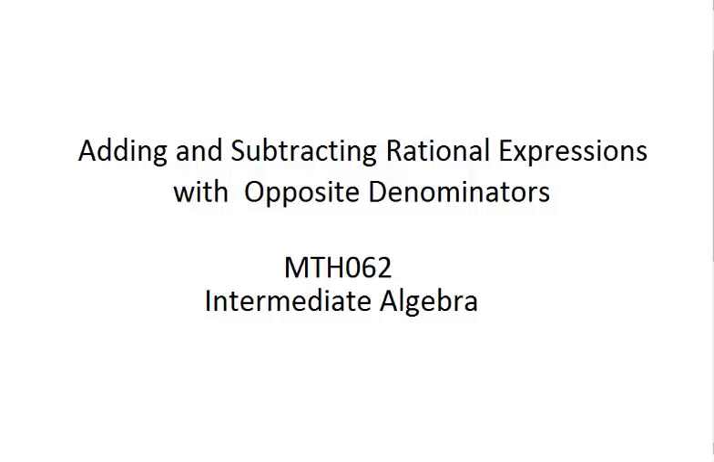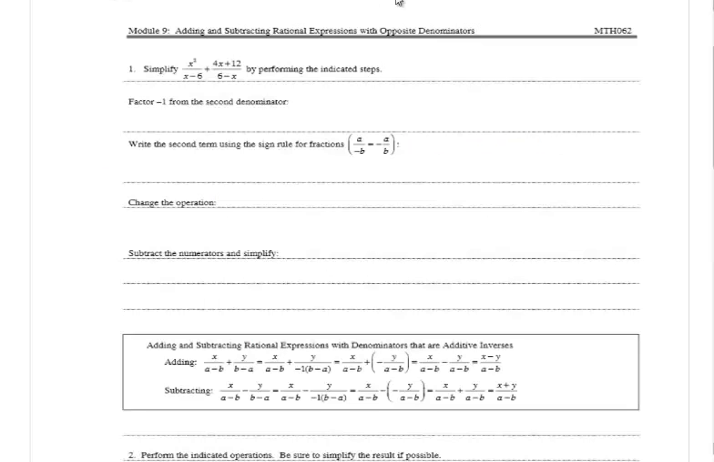In this video, we're going to look at adding and subtracting rational expressions with opposite denominators. In number 1, it says simplify x squared divided by x minus 6 plus 4x plus 12 divided by 6 minus x by performing the indicated steps. So they're going to walk us through this first one.